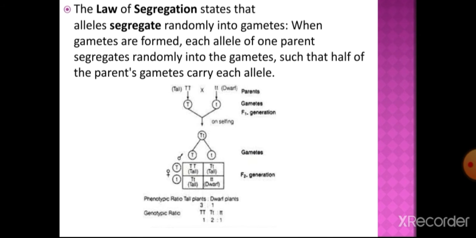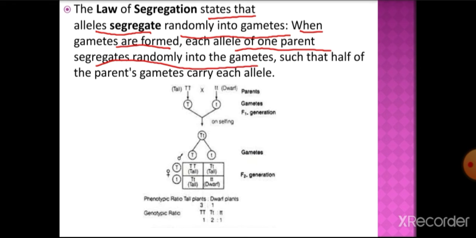Now the second thing he observed was the law of segregation. The law of segregation states that alleles segregate, which means distribute themselves, randomly into gametes. When gametes are formed, each allele of one parent segregates randomly into the gametes such that half of the parent's gametes carry each allele.